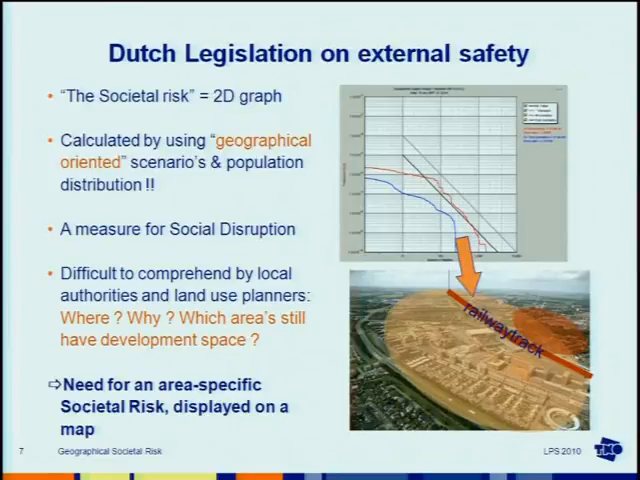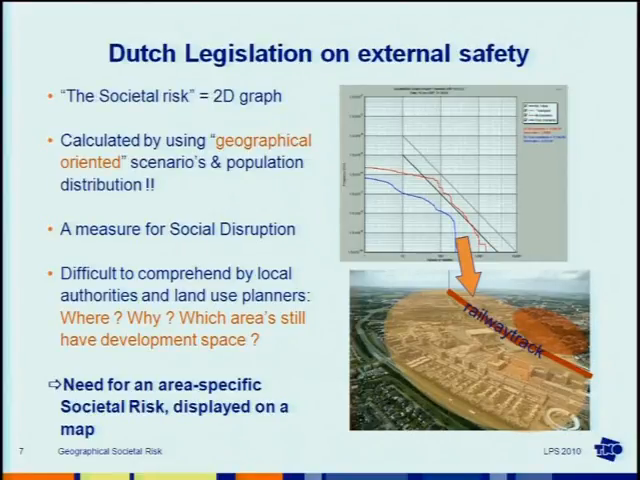It will say, okay, I'm right or I'm wrong, but it is very difficult to comprehend, also by local authorities and land use planners. Where is this problem? Why is this problem occurring? Which areas are available for development? So for having this identified, and this situation often occurs, one wants to build and the curve says you can't. And everybody's asking, why not? What's going on there? But where can I build? So you need to have answers that go beyond this two-dimensional graph.